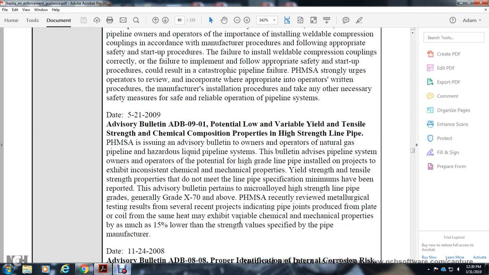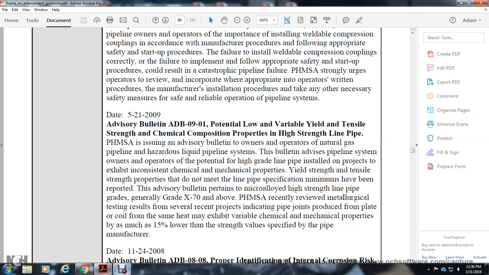The PHMSA issued an advisory bulletin to owners and operators of natural gas pipeline and hazardous liquid pipeline systems. The owners and operators with potential high grade line pipe should review the project with the existing inconsistent chemical and mechanical properties, yield strength and tensile strength, where the properties do not meet the line pipe specification minimum. The advisory bulletin pertains to the micro alloyed high strength line pipe with grades generally X70 or above.